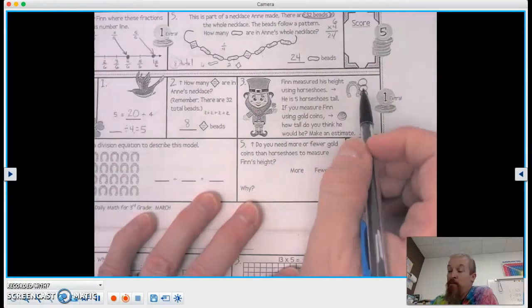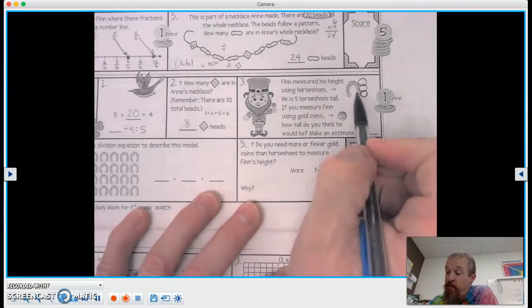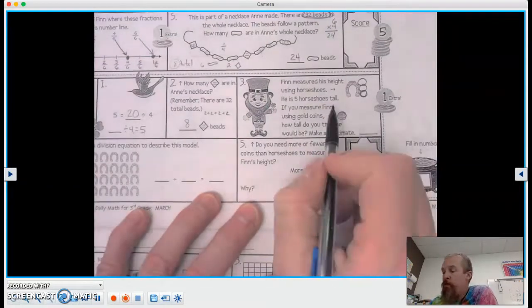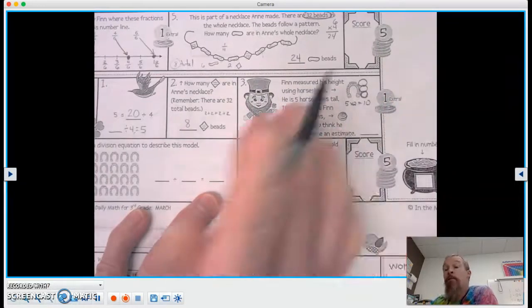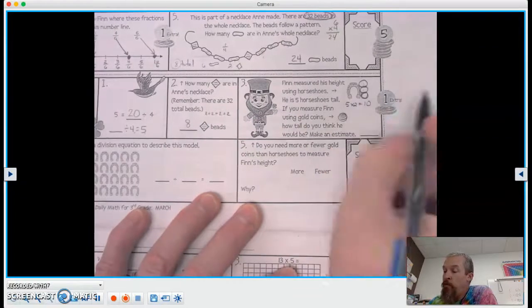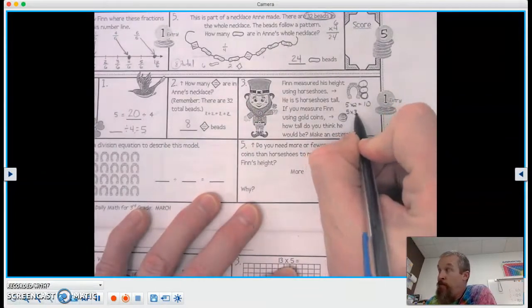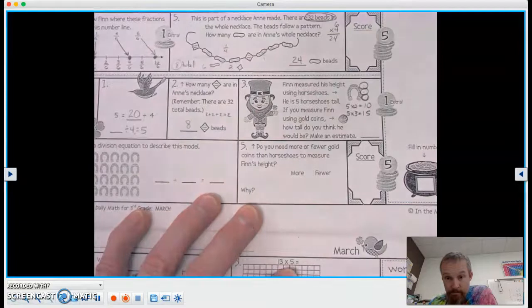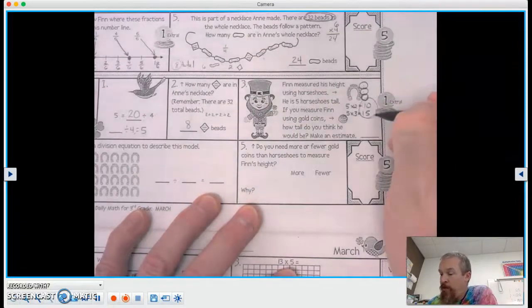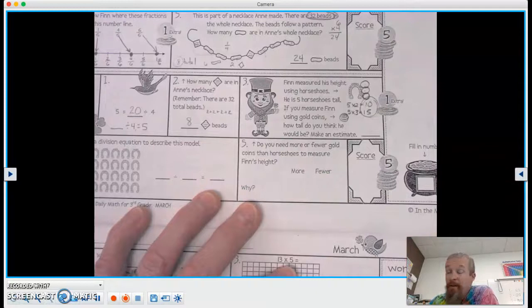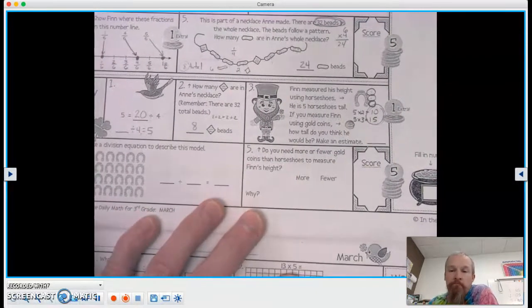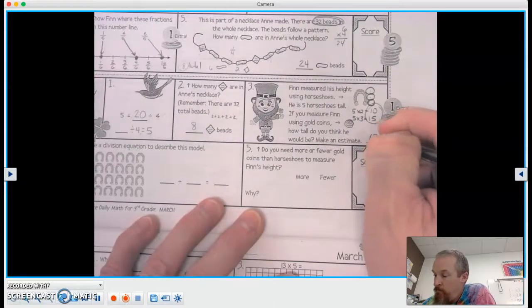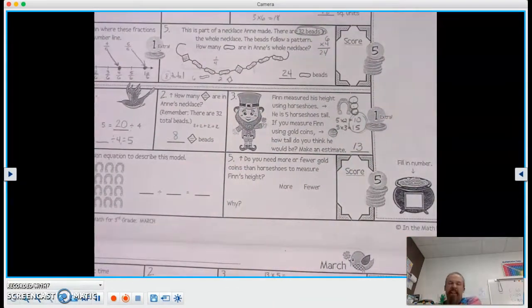So let's just say he's 2 gold coins for each of these. Well, if it's 5 horseshoes tall, 5 times 2 equals 10. He might be 10 gold coins. If we go with 1, 2, 3, then 5 times 3 would be 15. Or he might be somewhere between those two. Okay? So my guess is, let's split it and let's say 13. Lucky number 13. Okay, I'm just guessing, but I think that's probably about right. What do you think? Okay.